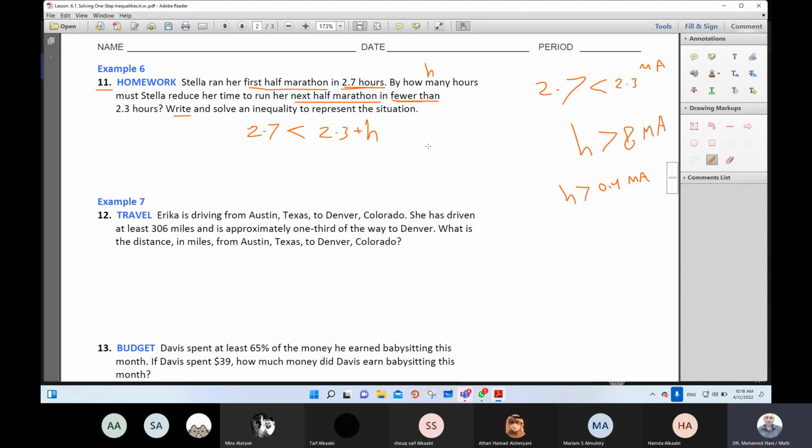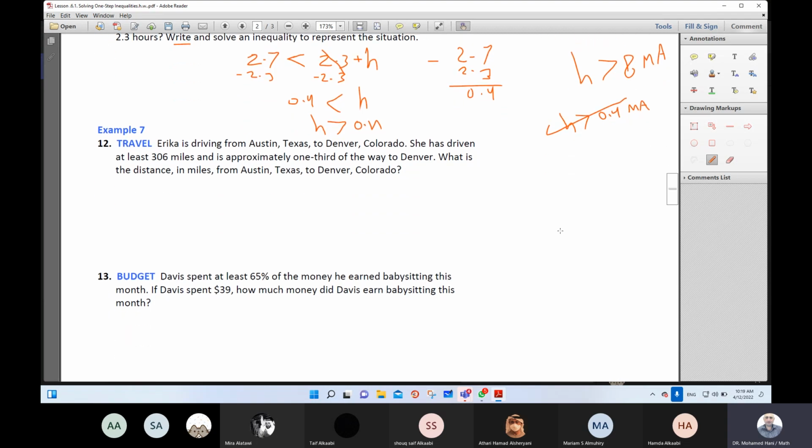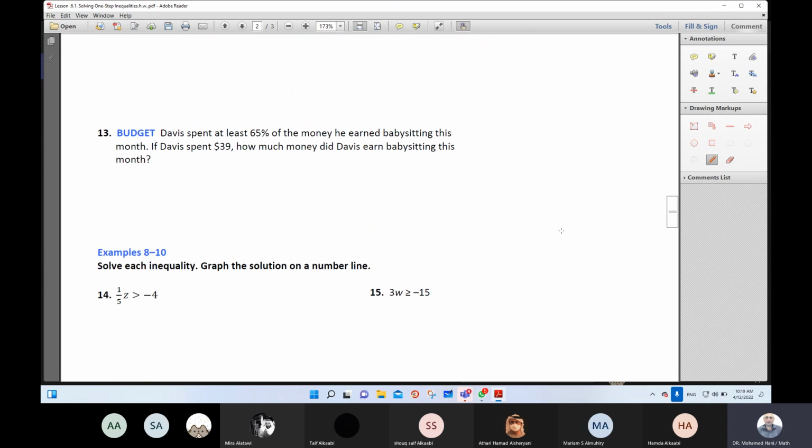Okay, so check with me now. We want to remove this value to keep the variable alone, so we can add the inverse to the two sides. 2.3 and minus 2.3 will be 0, remains here h. Here the same sign. And here we have 2.7 minus 2.3 will be 0.4. So h greater than 0.4, and this is here correct. Correct answer. Great for all. Great, Mariam.